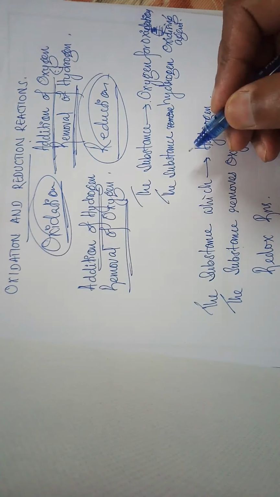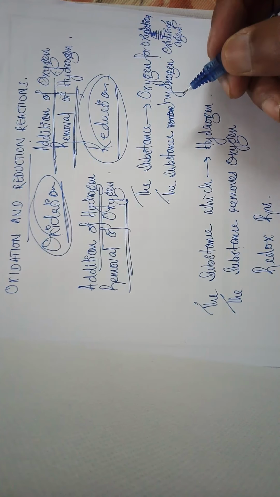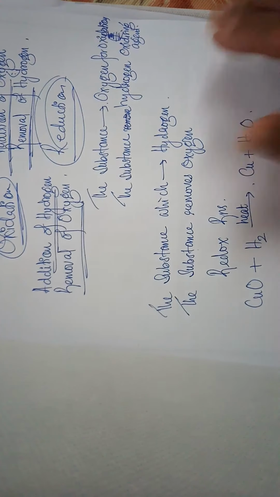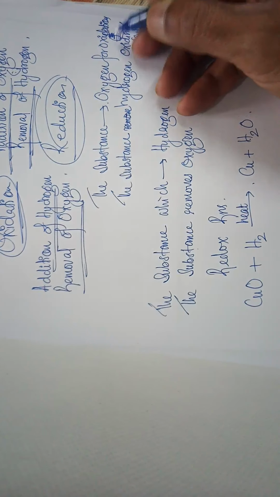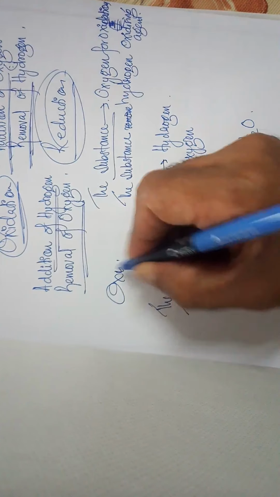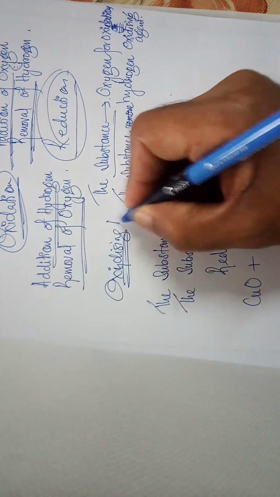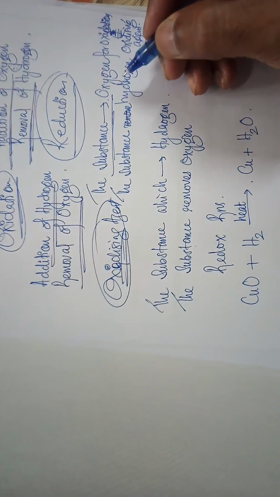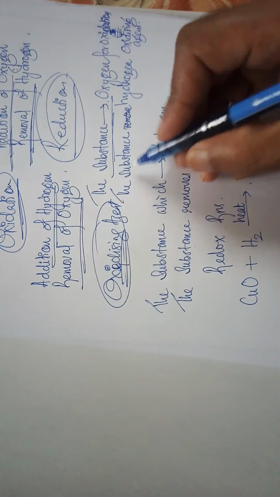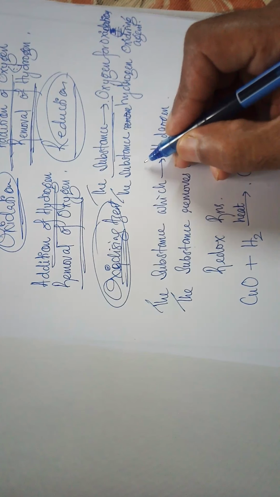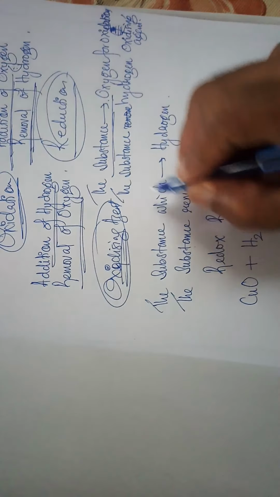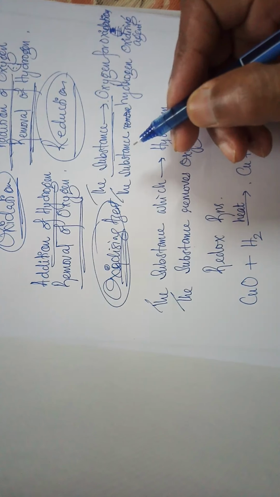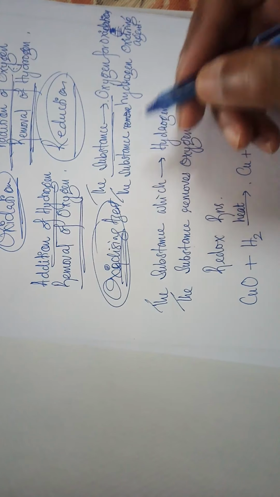Now let us check what an oxidizing agent and a reducing agent are. What is an oxidizing agent? The substance which gives oxygen for oxidation is called an oxidizing agent. We can also say the substance which removes hydrogen is also called an oxidizing agent.